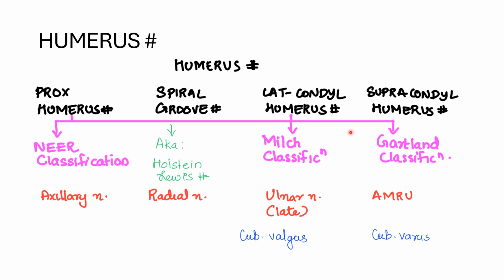Lateral condyle of humerus, we use Milch classification, and ulnar nerve palsy is a very late complication. The deformity seen is cubitus valgus. In supracondyle fracture of humerus, we use Gartland classification. The order of nerve damage is axillary, medial, radial, or ulnar. The deformity seen is cubitus varus.